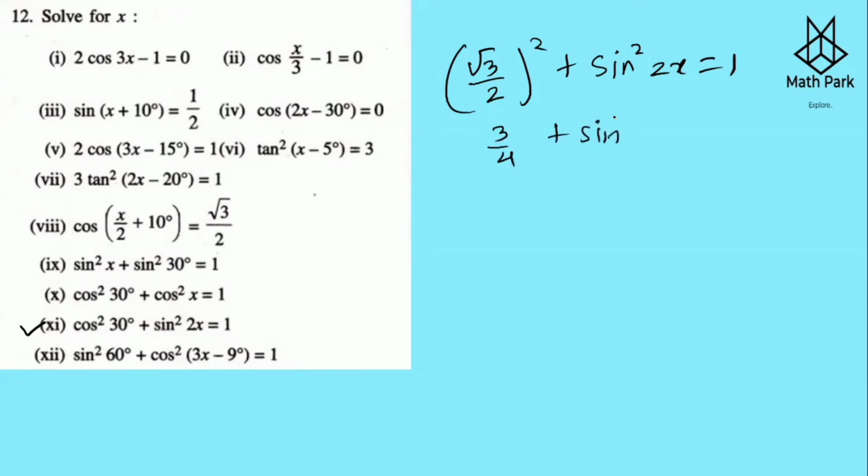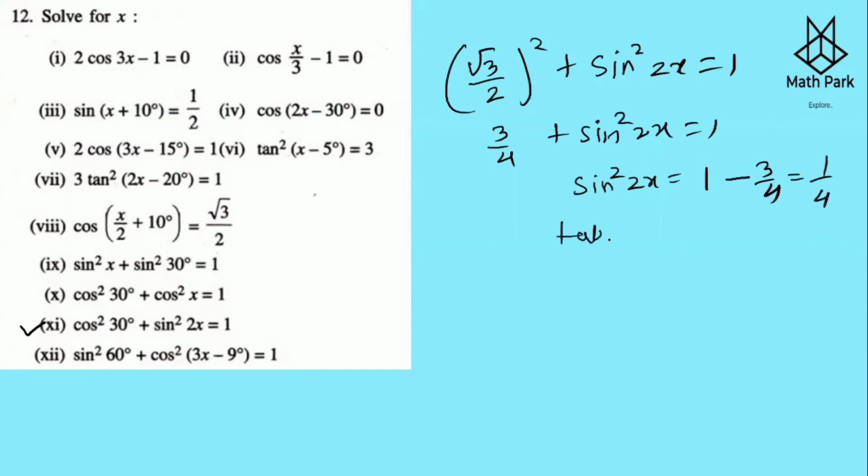The 11th one now, cos square 30 plus sine square 2x is equal to 1. Now cos 30 is again root 3 by 2, and then the square of that, plus sine square 2x is equal to 1. So root 3 by 2 square is 3 by 4, plus sine square 2x is equal to 1. So sine square 2x is equal to 1 minus 3 by 4. So 1 minus 3 by 4 is 1 by 4.